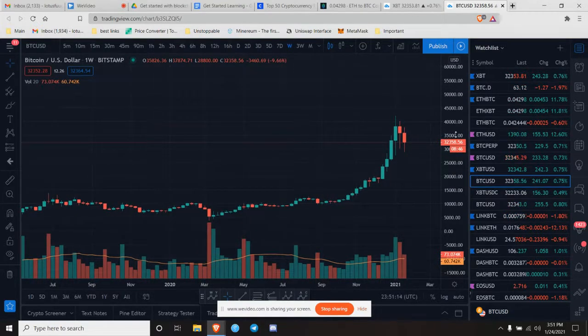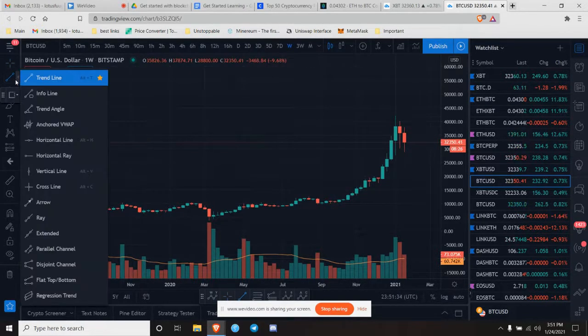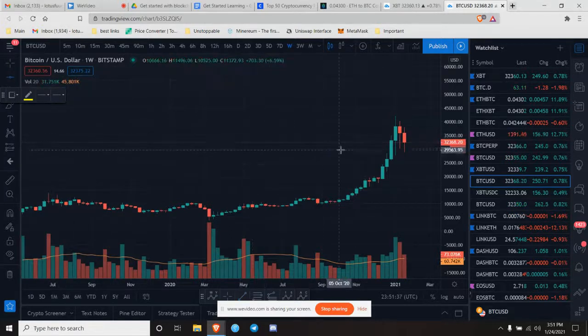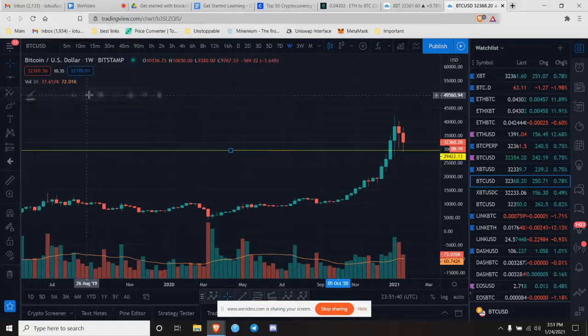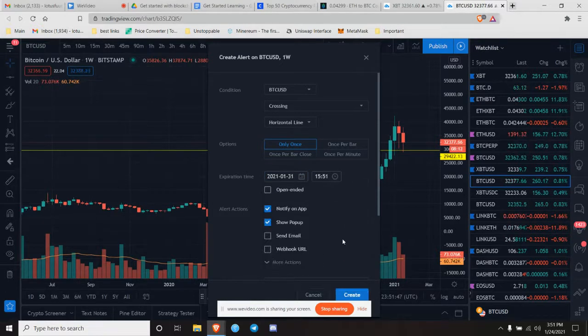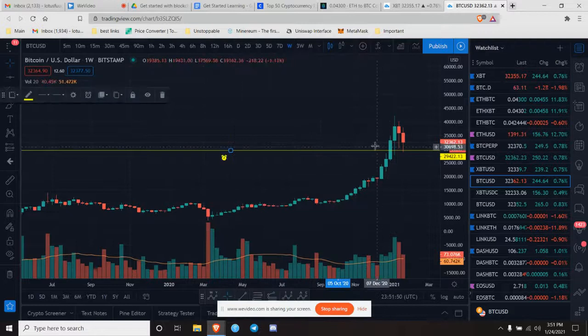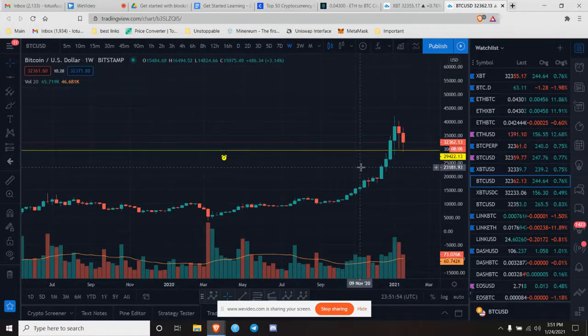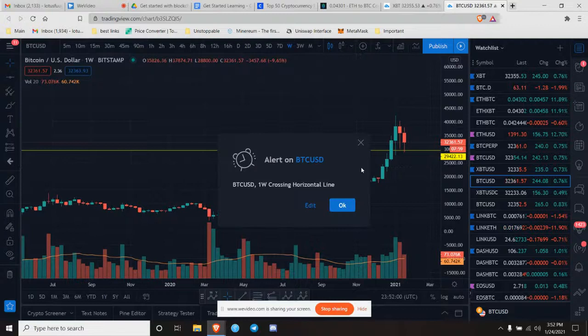This application, I pay for it, but you can get a free version of it. The free version does have some ads. It doesn't allow you to put a lot of indicators on, which is okay. And it also doesn't allow you to create a lot of alerts. One of the things that I can do in this application is I can create a line and an alert. And then if in the next week Bitcoin drops and touches this line, I'll get a notification. Okay. That's one of the features of this application.